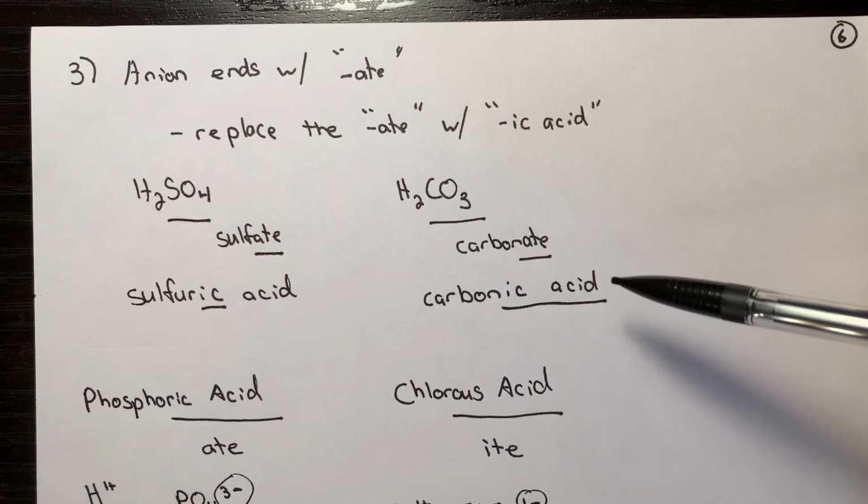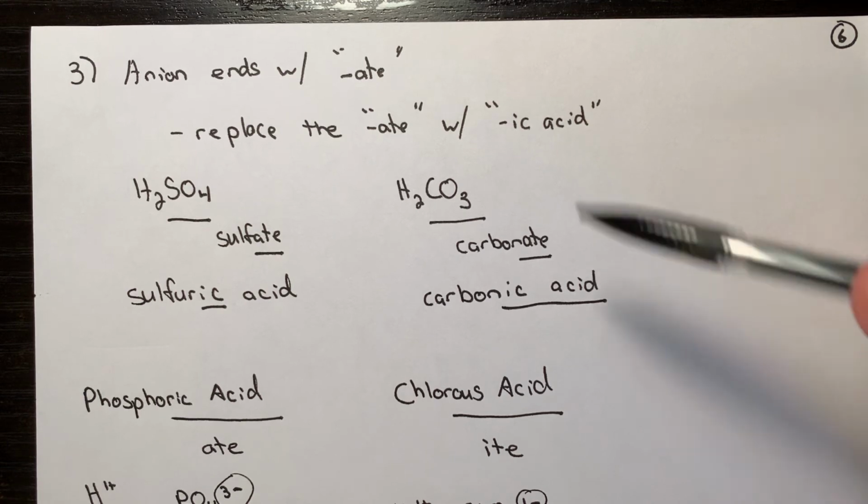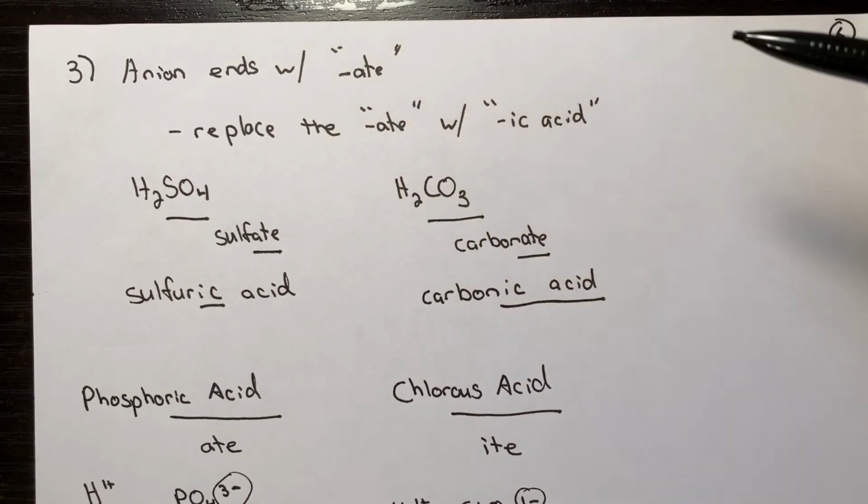Okay. So again, we either have a monoatomic anion or something a little bit more complicated. We have a polyatomic there. That ite getting the ous acid designation and that ate getting the ic acid designation.